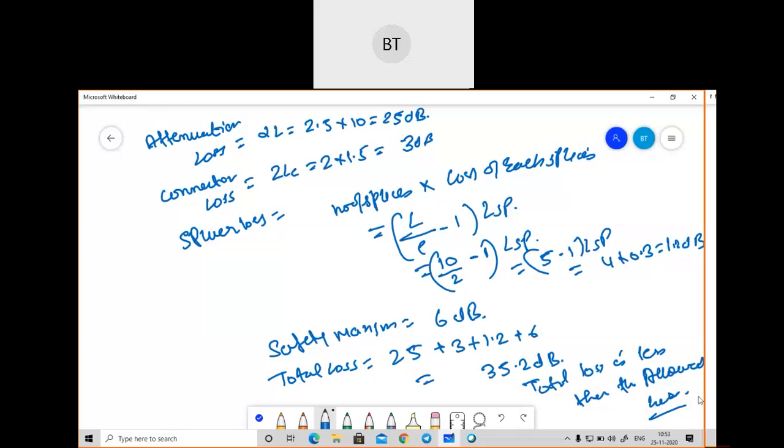So our allowed loss was 36 dB, and what was our total loss? That is 35.2 dB. So in this case, the total loss is less than the allowed loss. If you are experiencing that the total loss is less than the allowed loss, then our fiber optics kit is working in a fine way. So this is all about the theoretical part which was left to discuss.